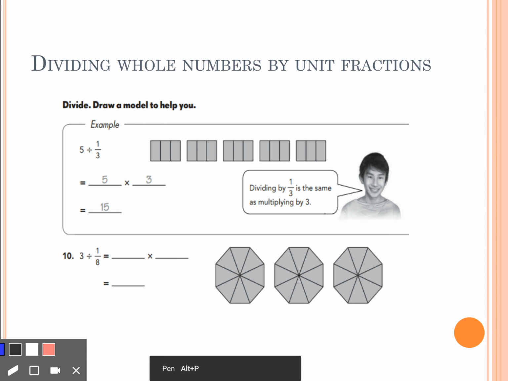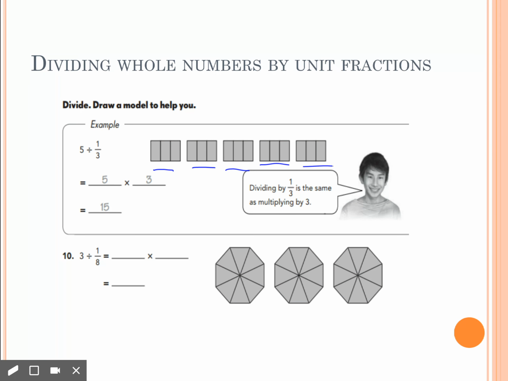So they drew us a picture here. They had 5 wholes. That's what each of these rectangles represents. And then they split up each of the wholes into 1/3. That's what each of these represents. Okay, so as you see, we want to see how many 1/3s are in there. And count 1, 2, 3, 4, 5, 6, 7, 8, 9, 10, 11, 12, 13, 14, 15. So 5 divided by 1/3 is the same as saying 5 times 3, which equals 15.